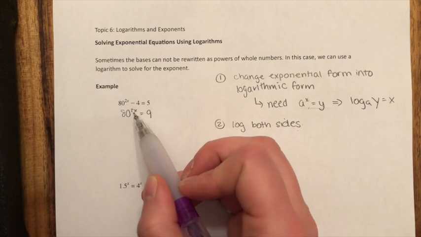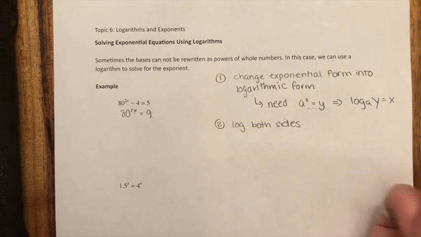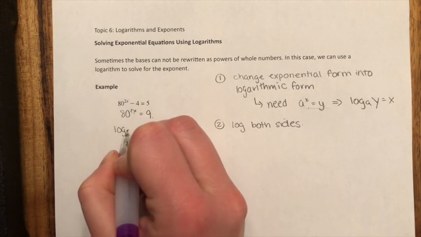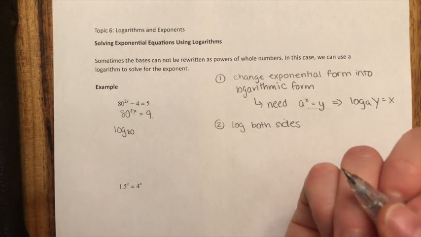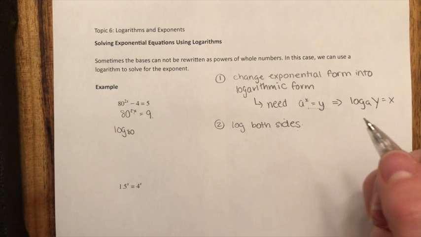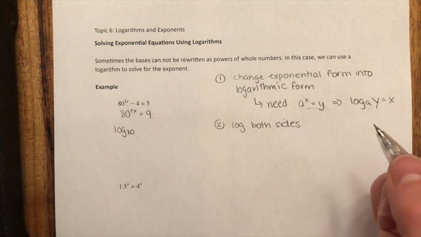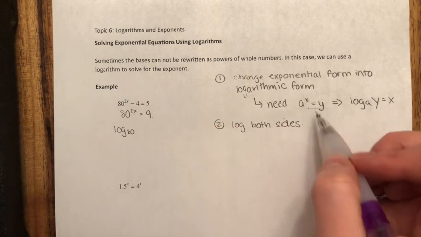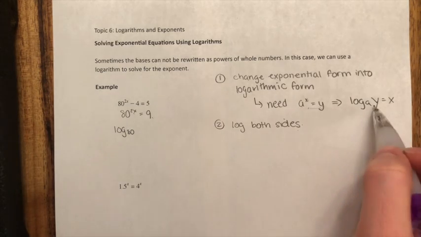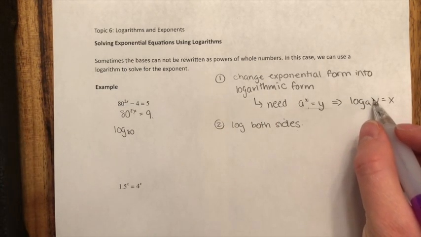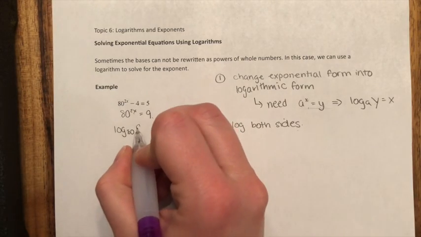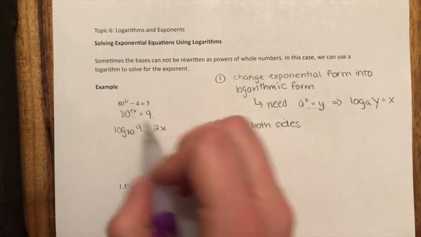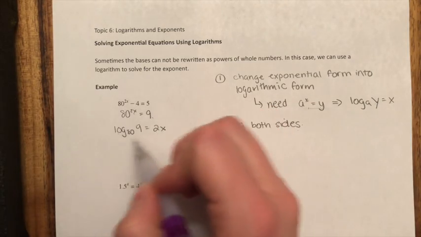We have a base with one exponent equal to one other number, so we're going to change this to log form. It's going to be log of base 80. And so remember that whatever the exponent is equal to, the 9 here, that's going to become the argument of the log. So 9 is equal to 2x, right? So we're just switching from exponential form into log form.